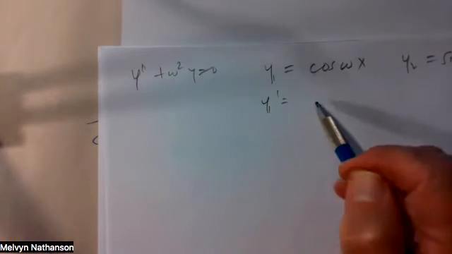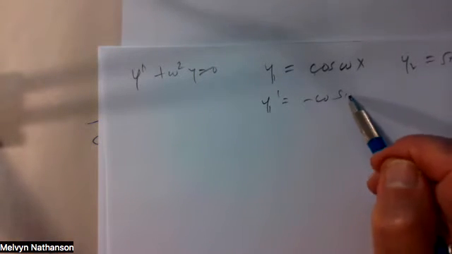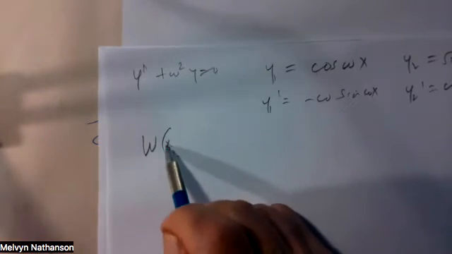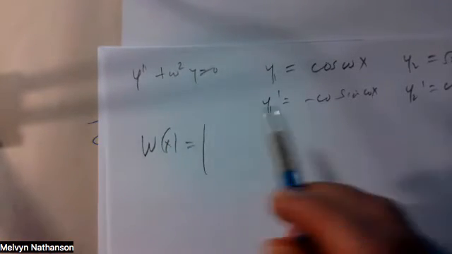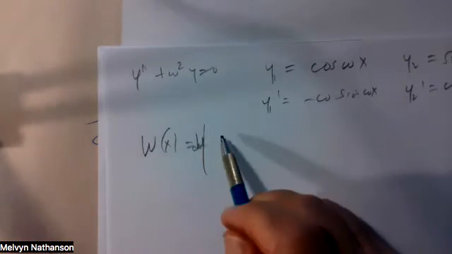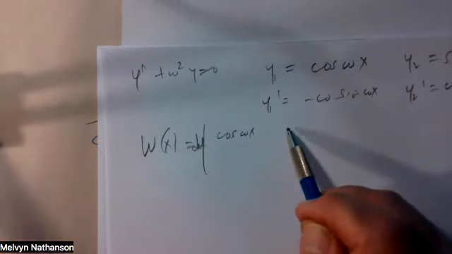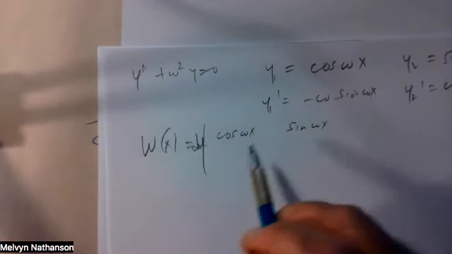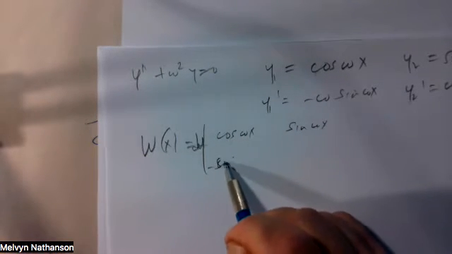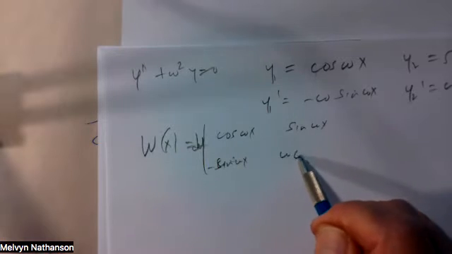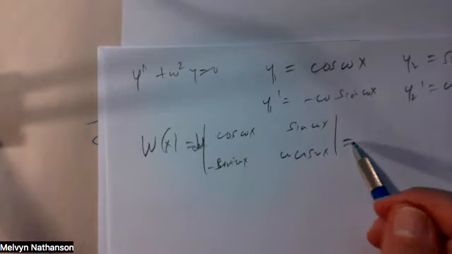So y1 prime is minus omega sine omega x. Y2 prime is omega cosine omega x. So if we compute the Wronskian directly, it's the determinant of the matrix cosine omega x, sine omega x, minus omega sine omega x, omega cosine omega x.